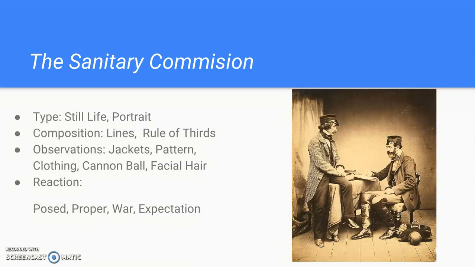And then I noticed the cannonball on the right lower side of the picture. And that shows how they were in war. This photo makes me feel very posed because you can tell the men know that the photo is being taken. It also portrays war because of the cannonball. I feel like they're planning for war. And it kind of portrays expectations because I feel like they're posing in a way that they would expect. They know that people are watching.